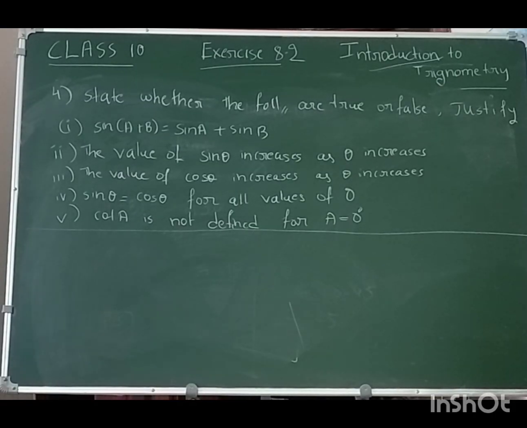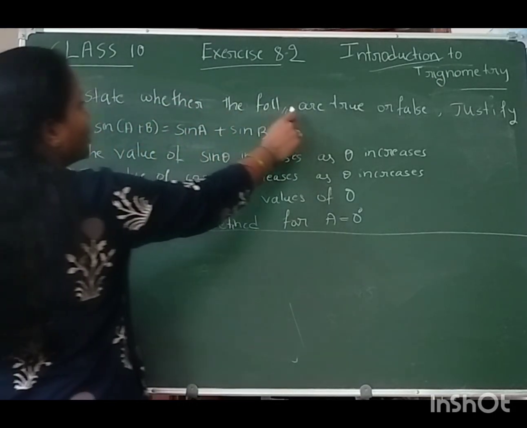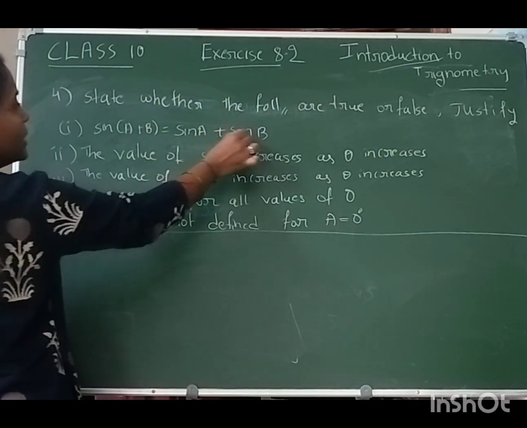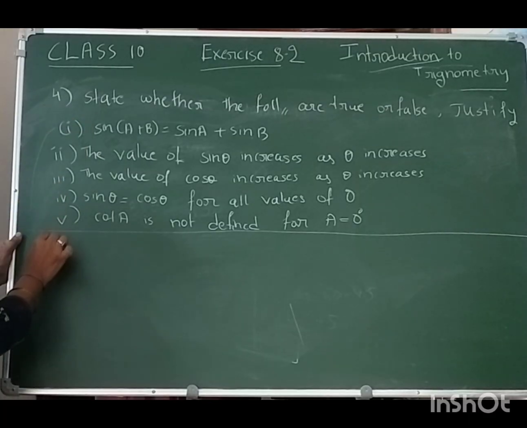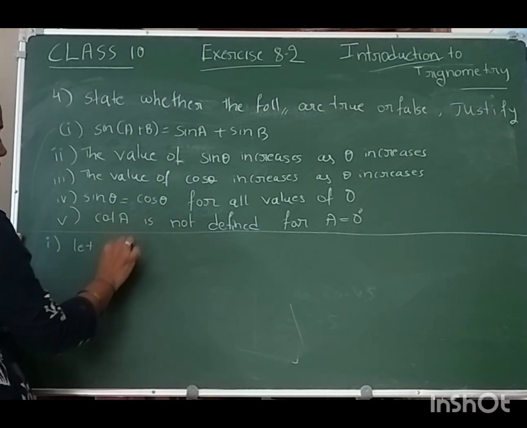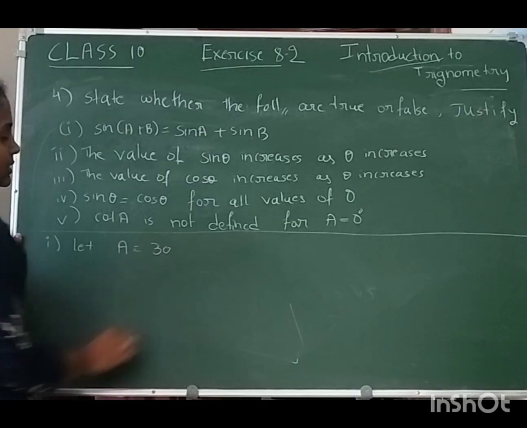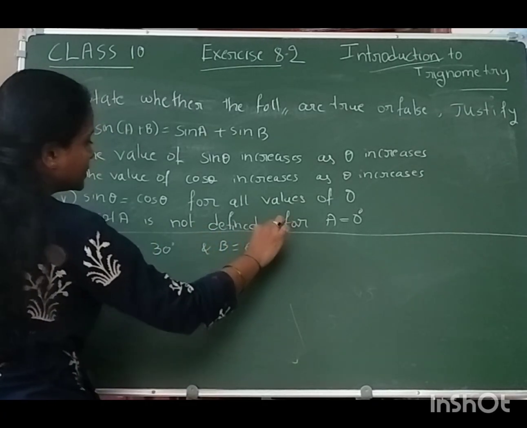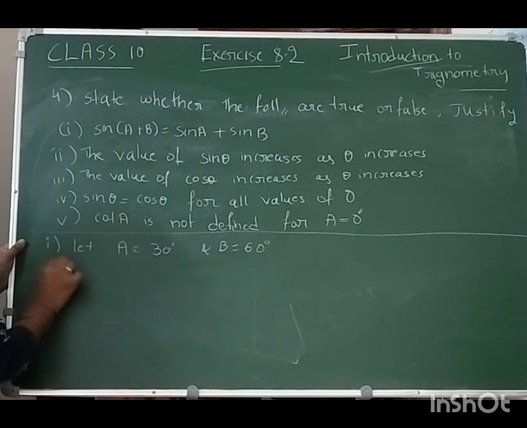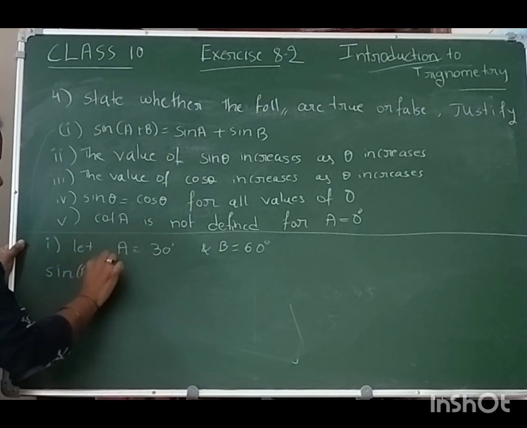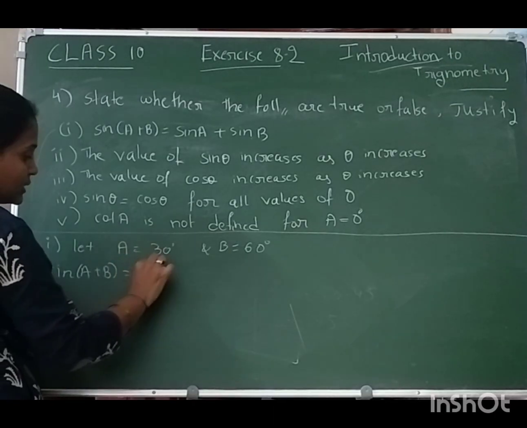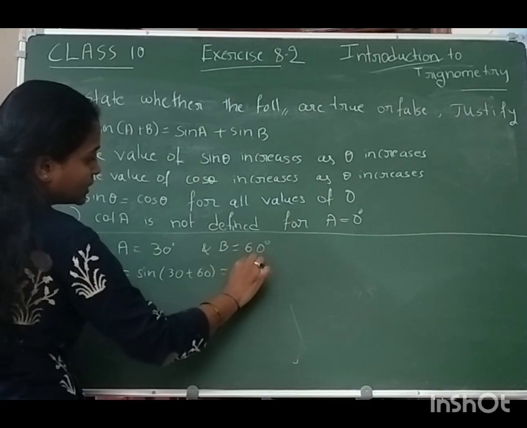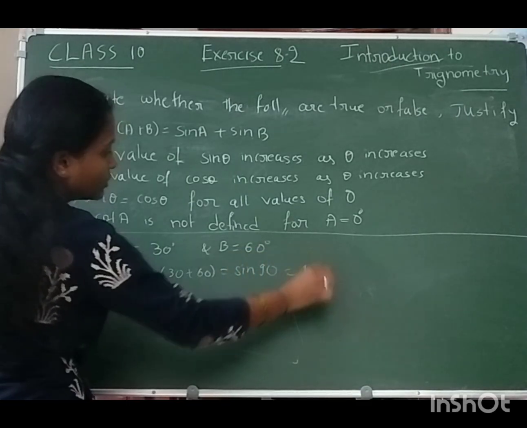Next, go for question number 4. State whether the following are true or false and justify. The first question is sin(A+B) is equal to sin A plus sin B. So we'll take that. Let A be 30 degrees and B be 60 degrees. So we'll substitute these values in the given equation to check whether it's true or false. So sin(A+B) will become sin of 30 plus 60. That's nothing but sin 90. We know that sin 90 is 1.